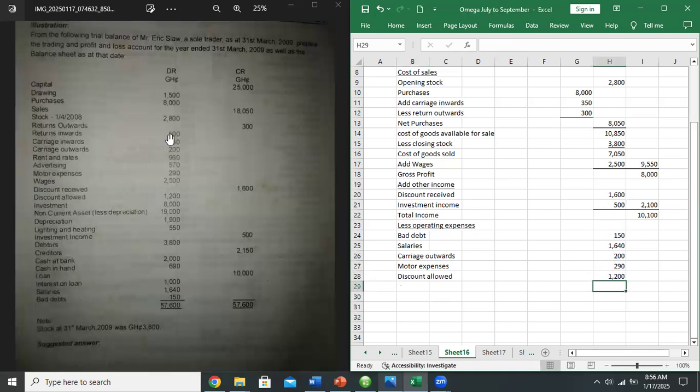Okay, if there are any outstanding expenses, let's go through together. The expenses are on the debit side. I see rent and rate. So let's go through. Drawings, no, balance sheet. Purchases, no. Stock, no. Return outwards, no. Return inwards, no. Carriage inwards, no. Carriage outwards, we've sent that. Rent and rate. So rent and rate.